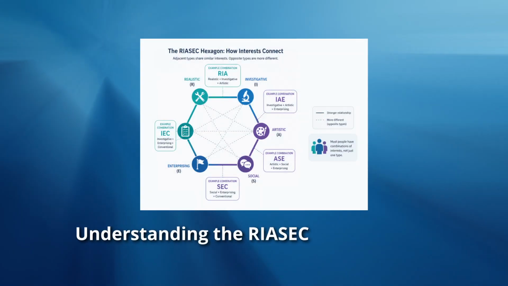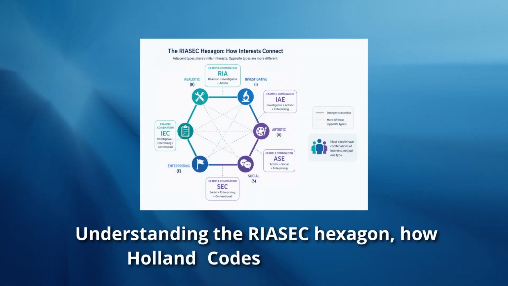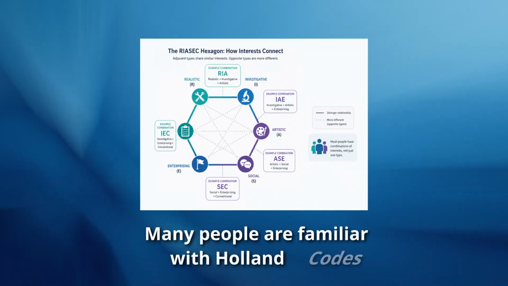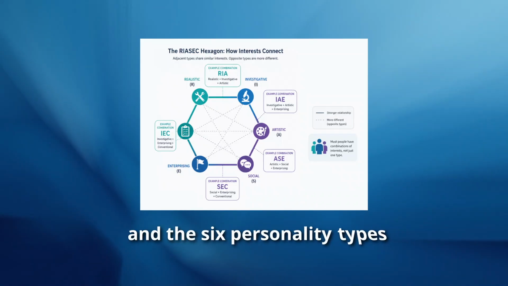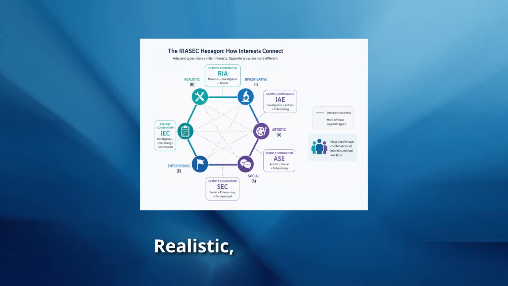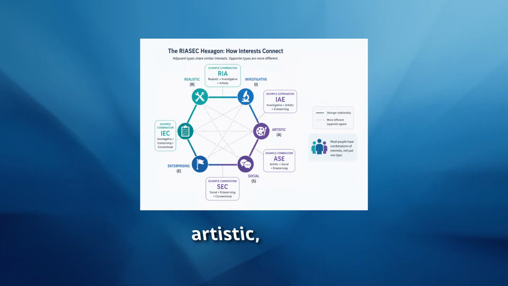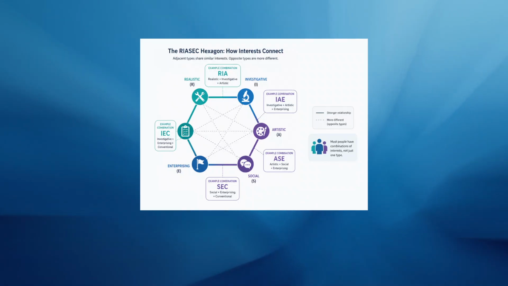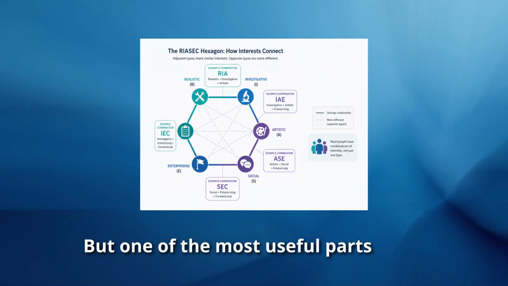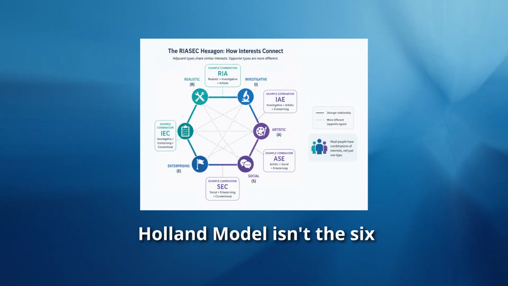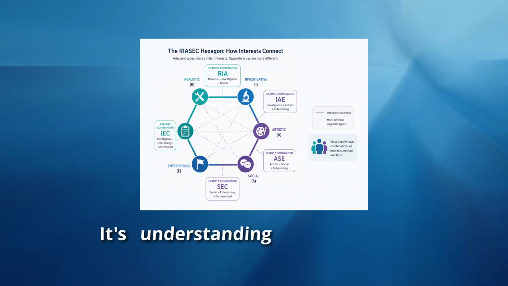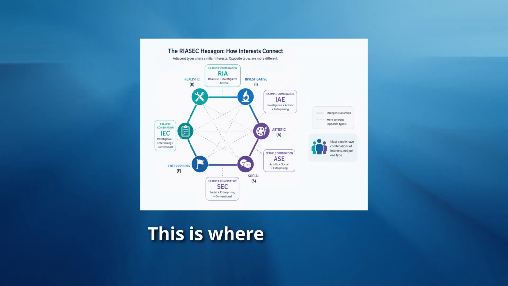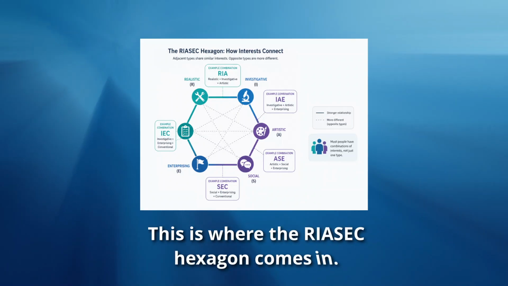Understanding the RIASEC Hexagon, how Holland Codes actually work. Many people are familiar with Holland Codes and the 6 personality types they describe: realistic, investigative, artistic, social, enterprising, and conventional. But one of the most useful parts of the Holland model isn't the 6 types themselves. It's understanding how those types relate to one another. This is where the RIASEC Hexagon comes in.